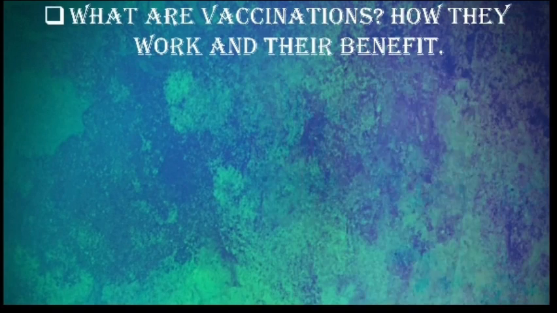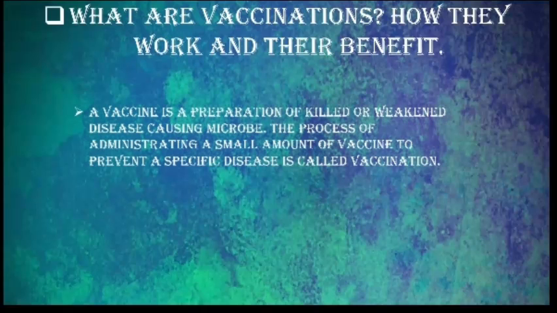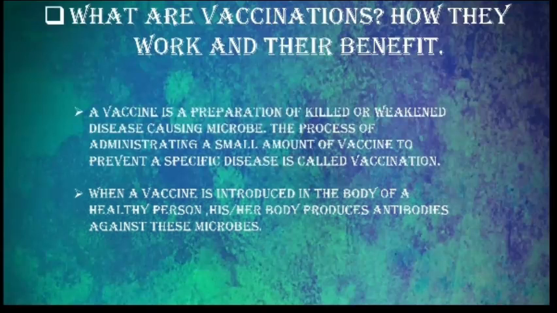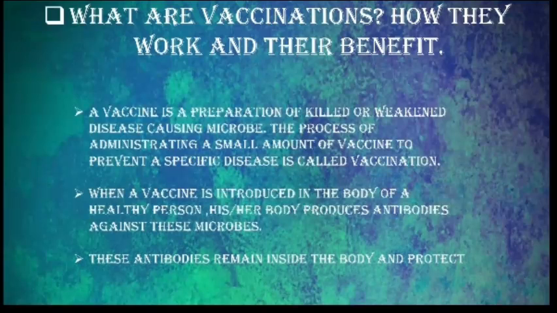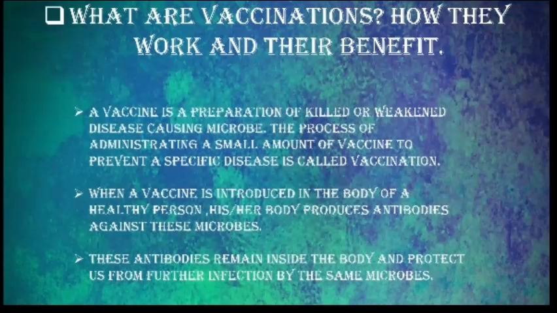What are vaccinations? How they work and their benefit. A vaccine is a preparation of killed or weakened disease-causing microbes. The process of administering a small amount of vaccine to prevent a specific disease is called vaccination. When a vaccine is introduced in the body of a healthy person, his or her body produces antibodies against these microbes. These antibodies remain inside the body and protect us from further infection by the same microbes.